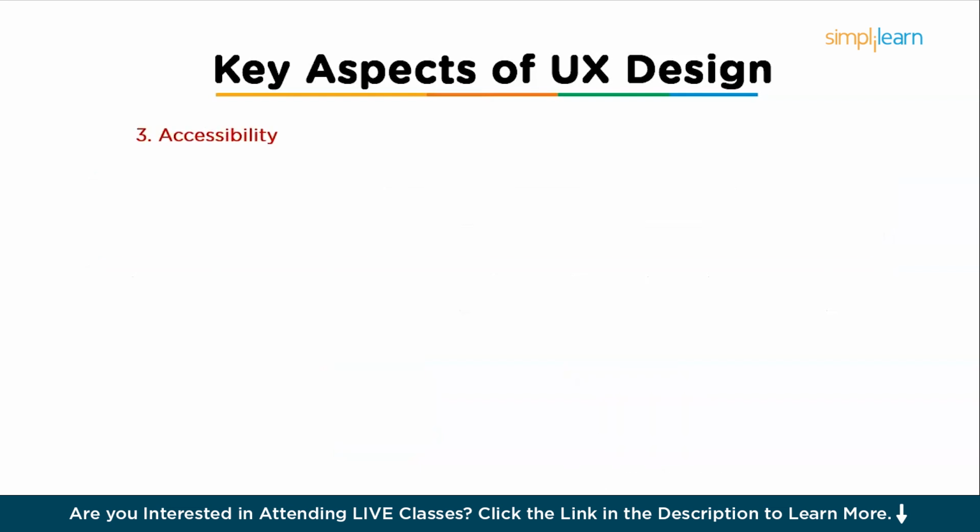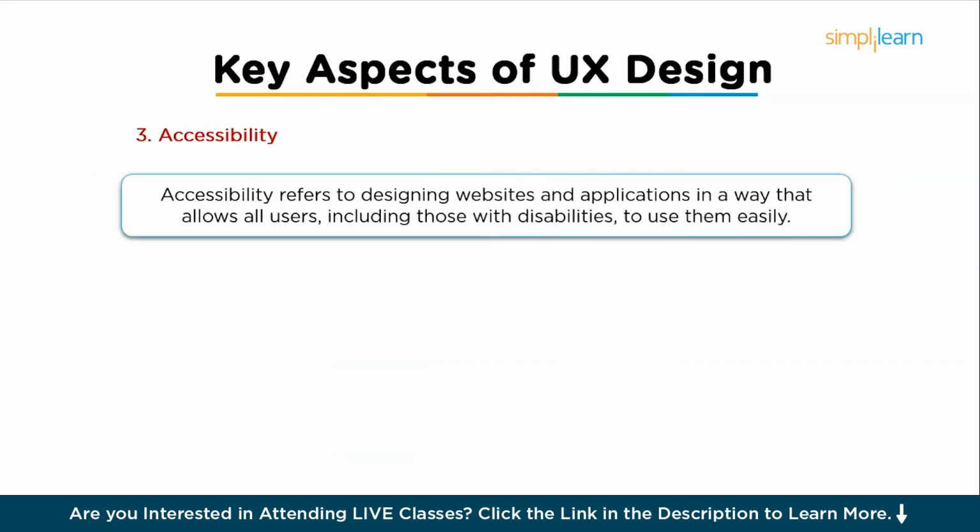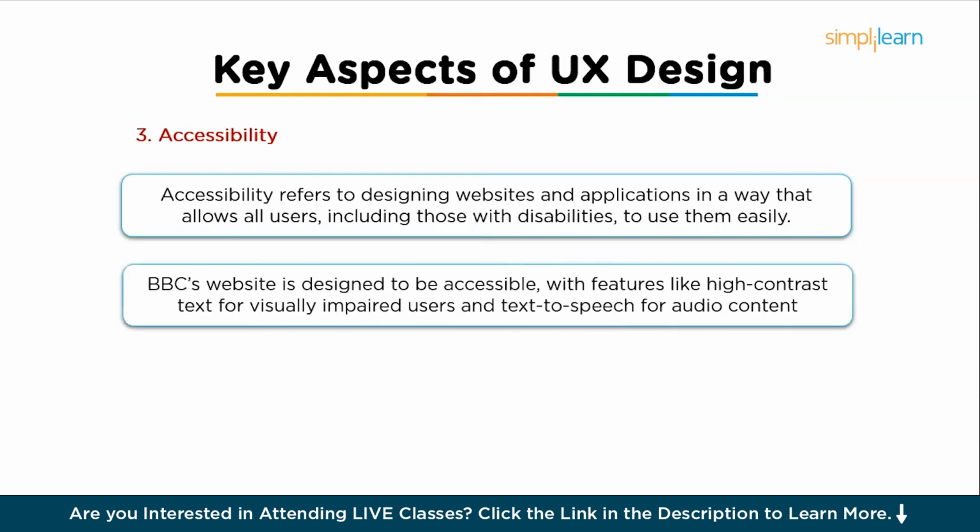The third one is accessibility. Accessibility refers to designing websites and applications in a way that allows all users, including those with disabilities, to use them easily. Good UX ensures that websites are accessible to people with visual impairments, hearing loss, or motor disabilities. Example is BBC's website, which is designed to be accessible with features like high contrast text for visually impaired users and text to speech for the audio content. This makes the website usable for a wider audience.